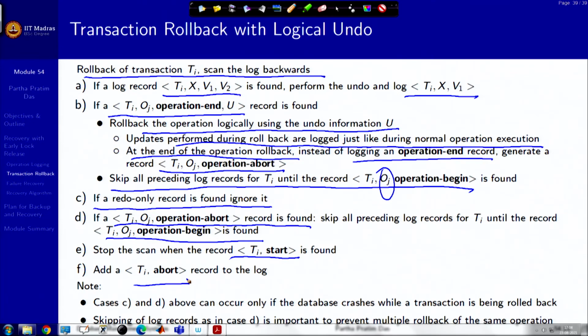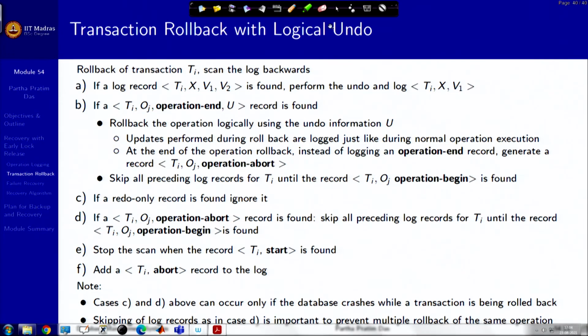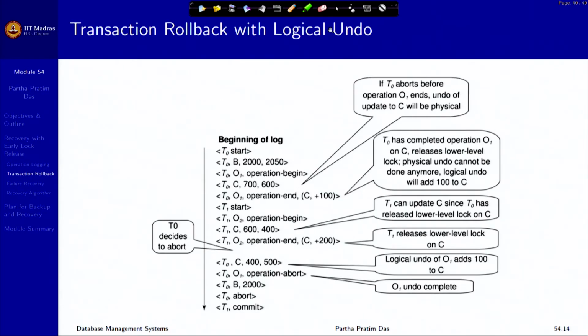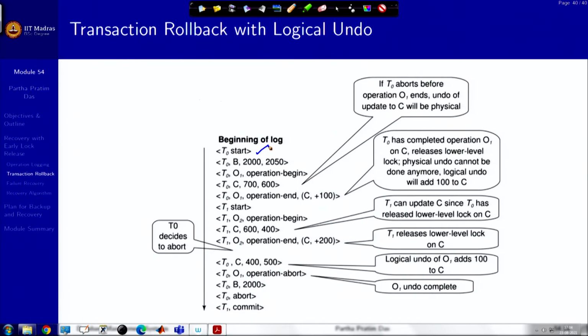So far we were rolling back transactions only assuming that you are under the paradigm of two phase locking, and not changes happening in the data structure back into the disk. But now with these logical operations, you will be able to take care of this in the transaction. So, example: T0 starts, writes B, operation begin, you start to take that change there. Operation C is again another write from 700 to 600.